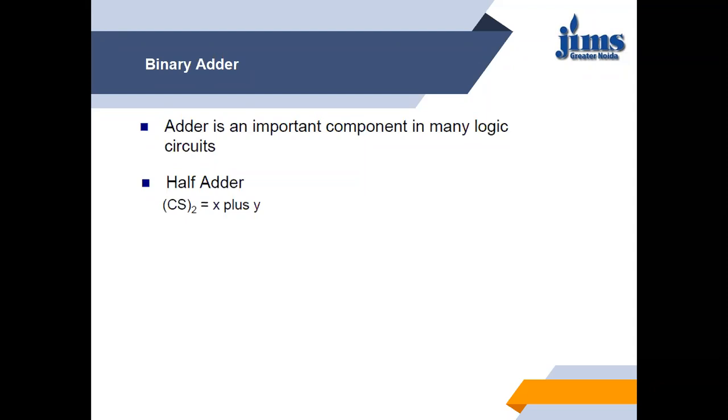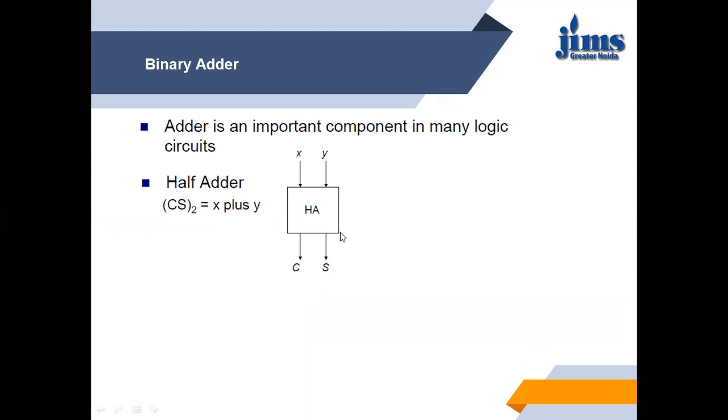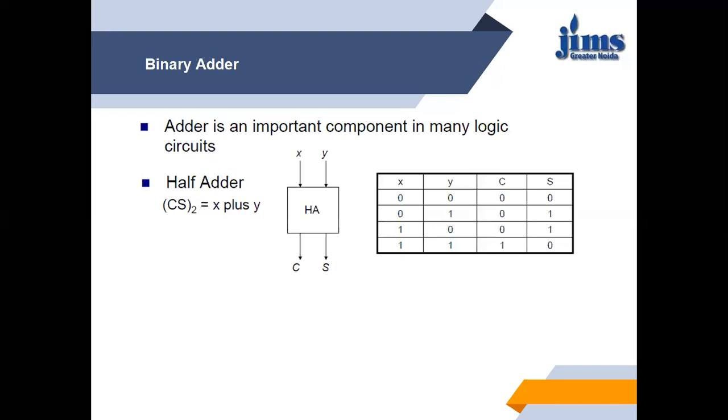For the half adder, we define the half adder as an adder which adds 2 bits X and Y and produces an output CS, where C is the carry and S is the sum. This is the block diagram of the half adder. It has 2 inputs X and Y, HA is half adder, and 2 outputs, sum and carry. Now we'll try to design how the half adder is designed. Input is X and Y, output is sum and carry.